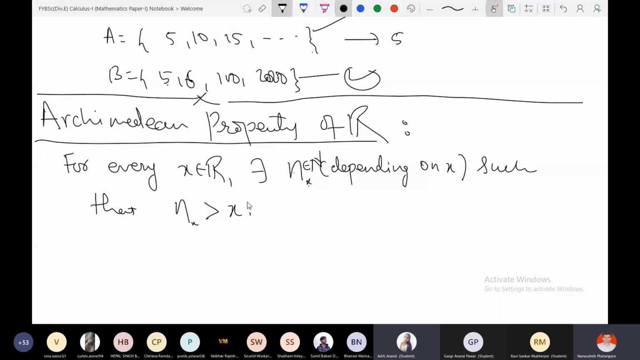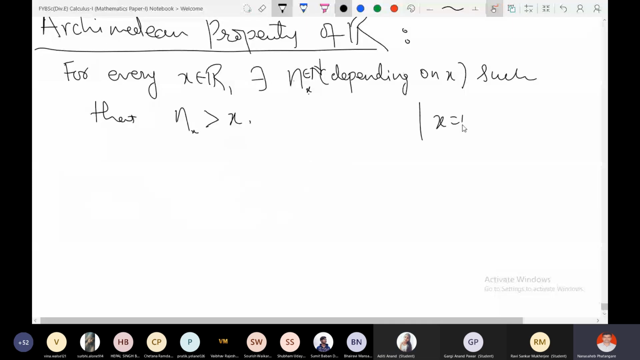Can it be equal also? If we take 100, then it's equal. Yes, but suppose you take x equal to 100. Does there exist a natural number which is strictly greater than 100? Yes, 101. So I will take n_x equal to 101. So there is no harm in saying greater than. If x itself is a natural number, then there is definitely another natural number which is greater than it. Therefore this statement is true.